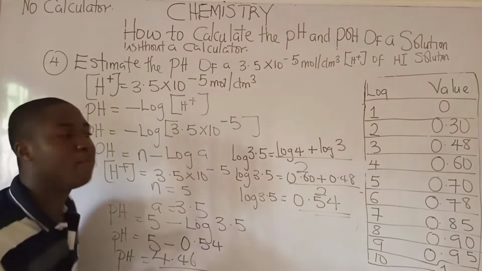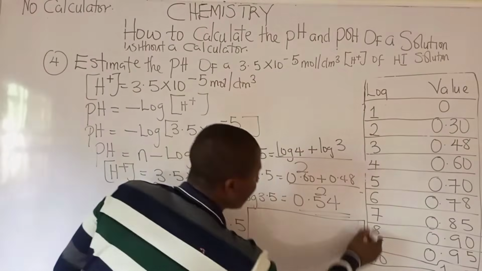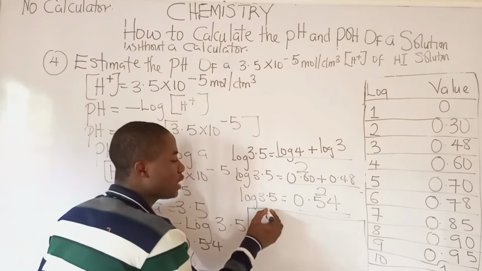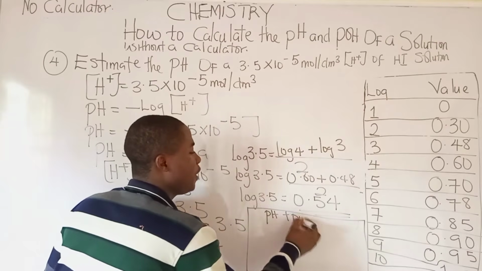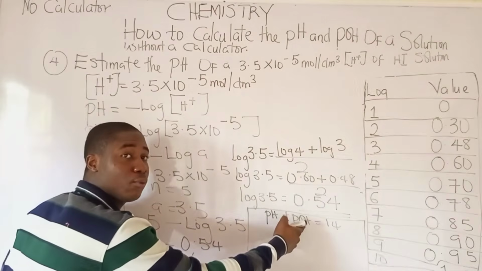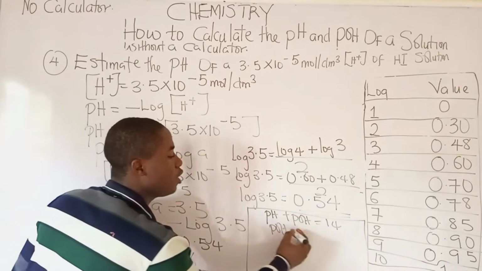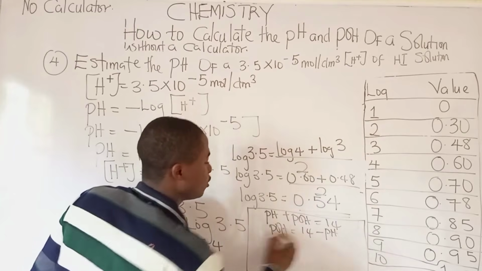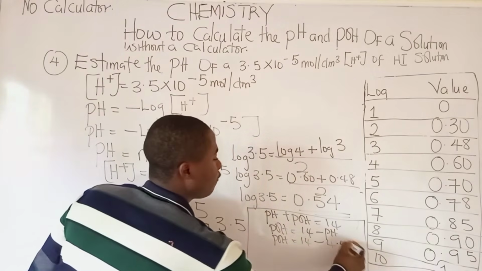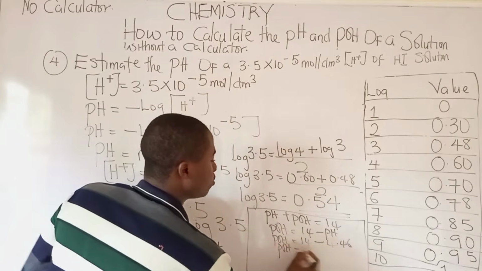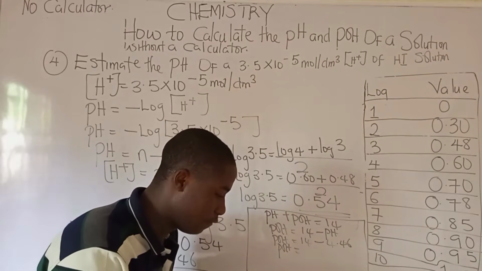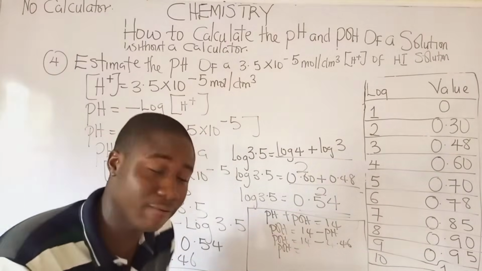This is the answer. But for instance, they are asking us to get pOH. We are done getting pH, but they are asking us to get pOH. We simply use an equation which is pH plus pOH is equal to 14. So basically, we are asked to get pOH. We make it subject. So pOH becomes 14 minus pH, which is 4.46. So pOH becomes 14 minus 4.46, that is 9.54.